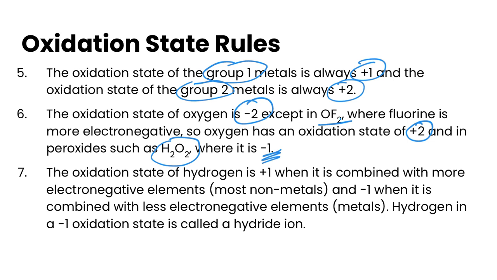And finally, the oxidation state of hydrogen is +1 when it's combined with more electronegative elements, so most nonmetals. And it'll be -1 when it's combined with less electronegative elements or metals. Hydrogen in a -1 oxidation state is called a hydride ion. So hydrogen can be +1 or -1 depending on if it's combined with a metal or a nonmetal.